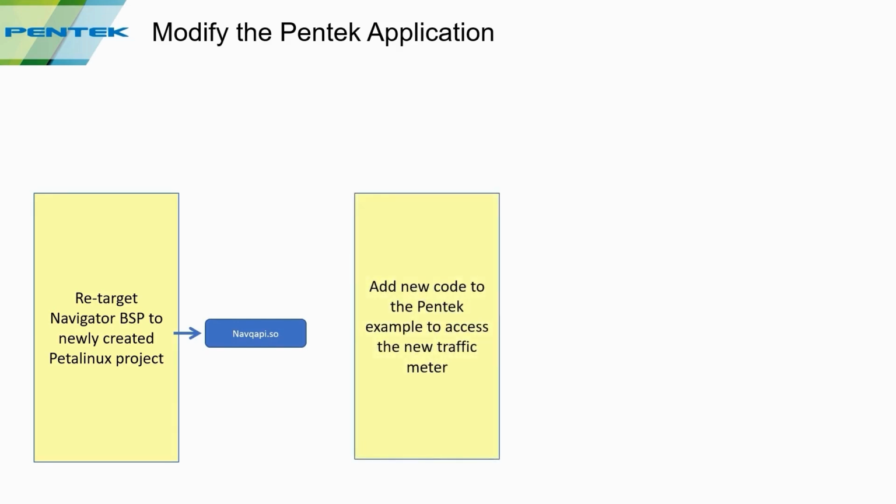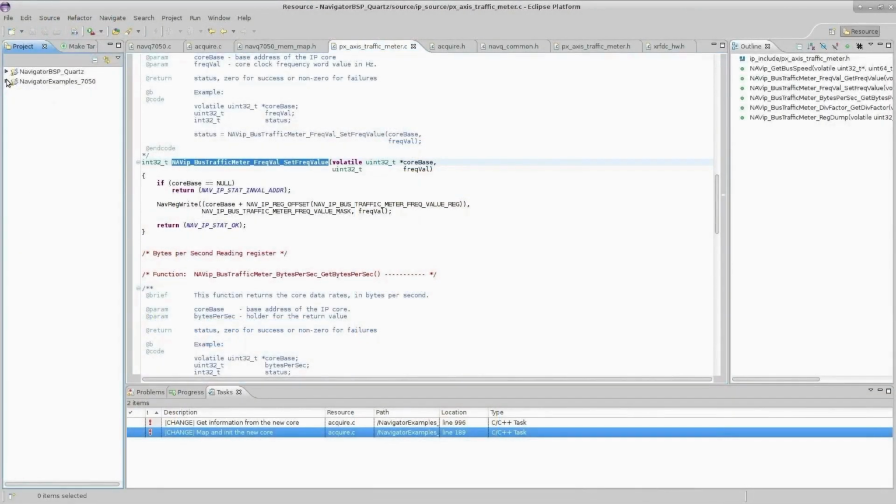Now, in this case, we're going to be starting with an example from Pentek, which is in the BSP called acquire.c, and it's a program that allows you to start sampling data on any or all of the A to D channels and send them over PCIe. So we're going to start with that and modify it. So I'd like to show the actual code in Eclipse and point out a few things.